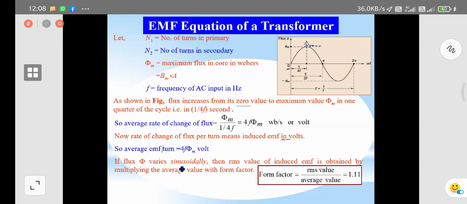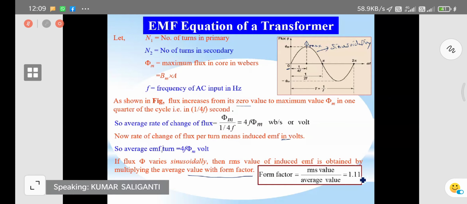If flux varies sinusoidally, then the RMS value of induced EMF is obtained by multiplying the average value with the form factor. The form factor is equal to RMS value by average value, that is equal to 1.11. But the average EMF per turn is equal to 4 f Φm.